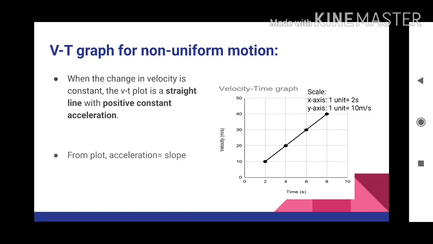And from the plot we know that slope is equal to acceleration, or acceleration is equal to the value of slope, and slope is y by x. Take any one of the points and write their y and x coordinates. That's simple. Here I have taken once again the second point, that is y is equal to 20 and x is equal to 4. So y by x, acceleration a is equal to 20 by 4, which is equal to 5 meter per second squared. That is our acceleration for the given data.